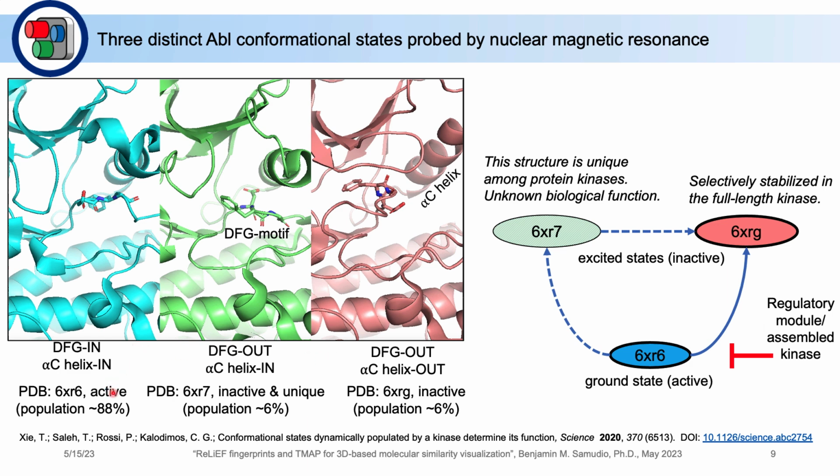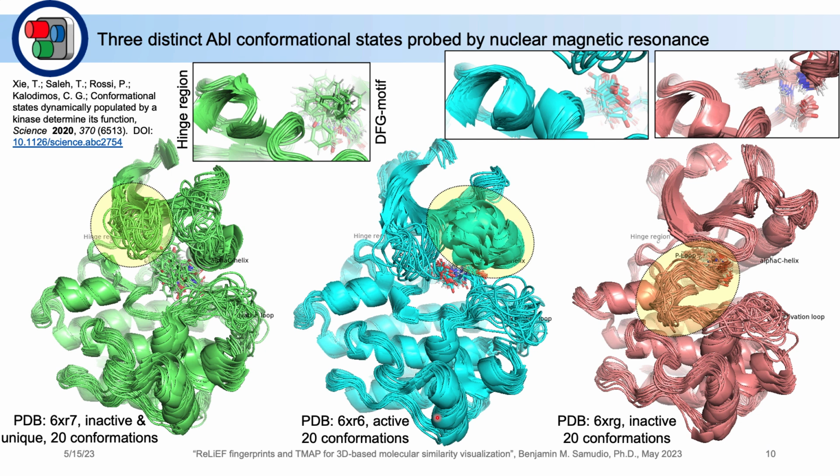So the active structure, the population is about 88%. The inactive and unique structure has a population of about 6%, as does the inactive structure, with all the classical hallmarks of a completely inactive kinase. So here I align all of the conformations that belong to those conformational states. So there are 3 conformational states with 20 conformations each, again identified by nuclear magnetic resonance, for a total of 60 conformations. And this is what I'm going to build the TMAP on.